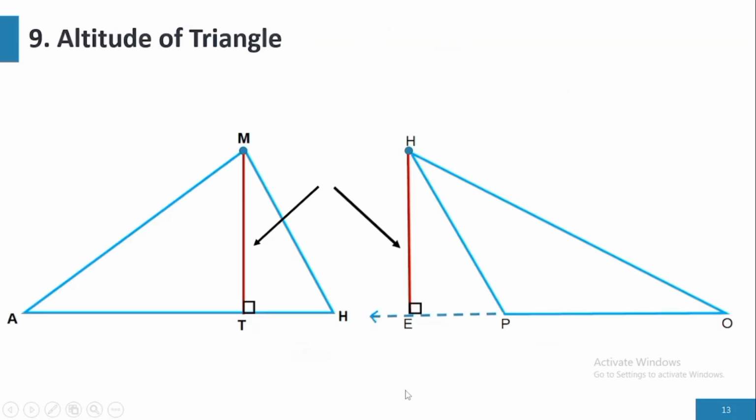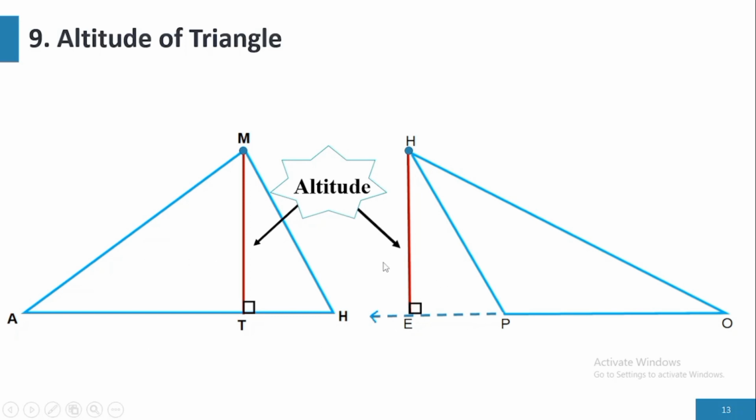Ninth important thing I want you all to know is altitude of a triangle. Now if you observe on the screen, children, there are 2 triangles I have taken. One is the acute triangle and the other is the obtuse triangle. Why I have taken 2? Because when it comes to altitude, altitude can be inside the triangle or it can be outside the triangle.